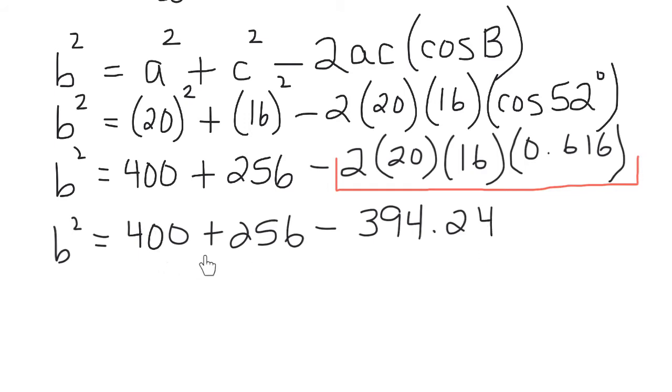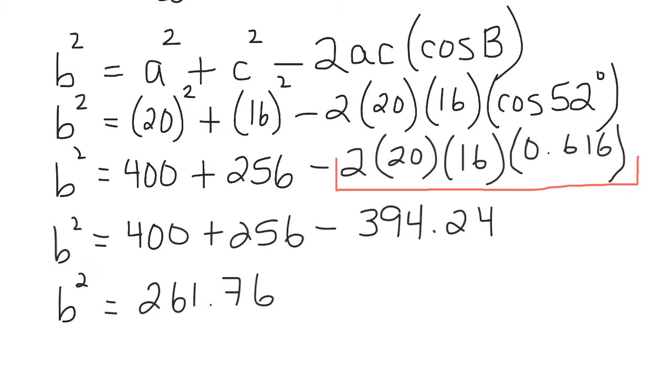So 400 plus 256 minus 394.24. All of that can be done in one step. So 400 plus 256 minus 394.24 will give me 261.76. Now that value is equal to b squared, but we don't want b squared, we want just the side b. So we need to get rid of the squared.